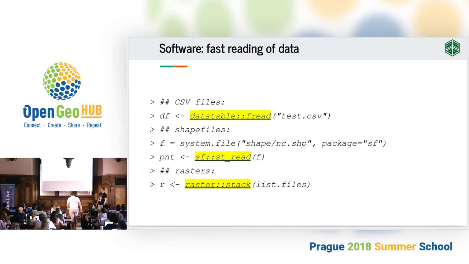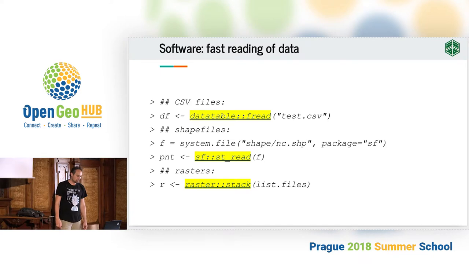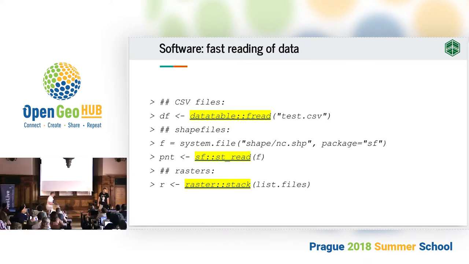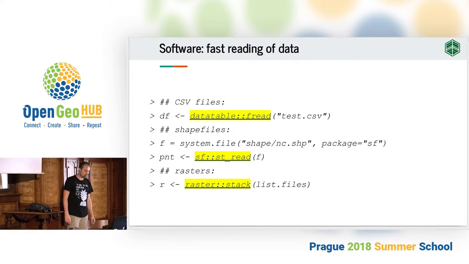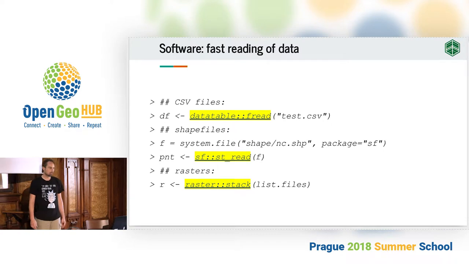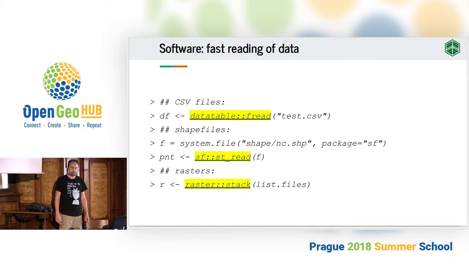So here are the functions for when you read data. What I realized is that when you have a big CSV file, the best option is to use data.table. The function is called fread. It's about 100 times faster than read.csv, or even more, exponentially faster as the size grows. When you read shape files, I used to use readOGR, but if you compare sf and readOGR, sf is also much, much faster.